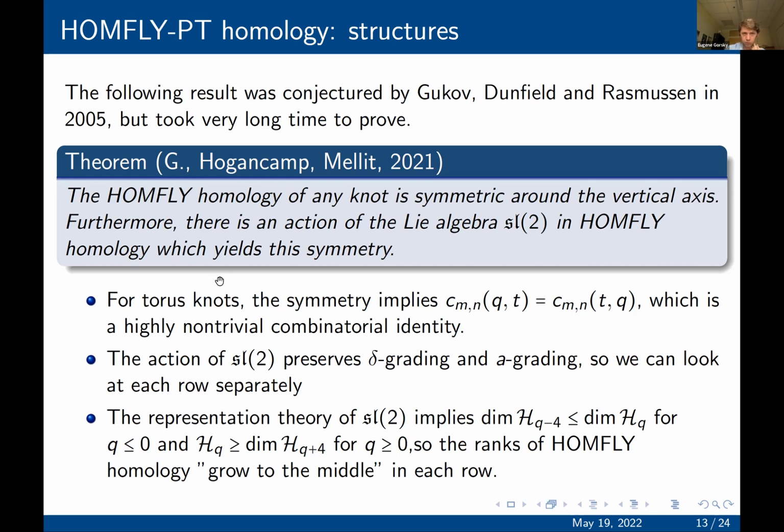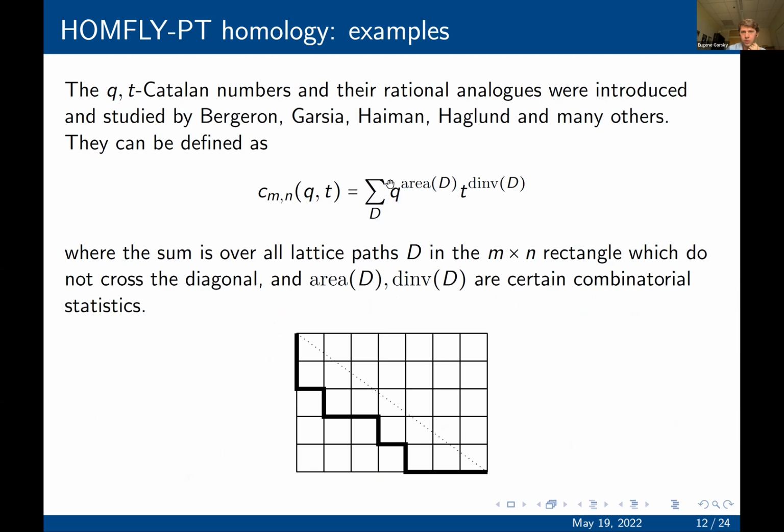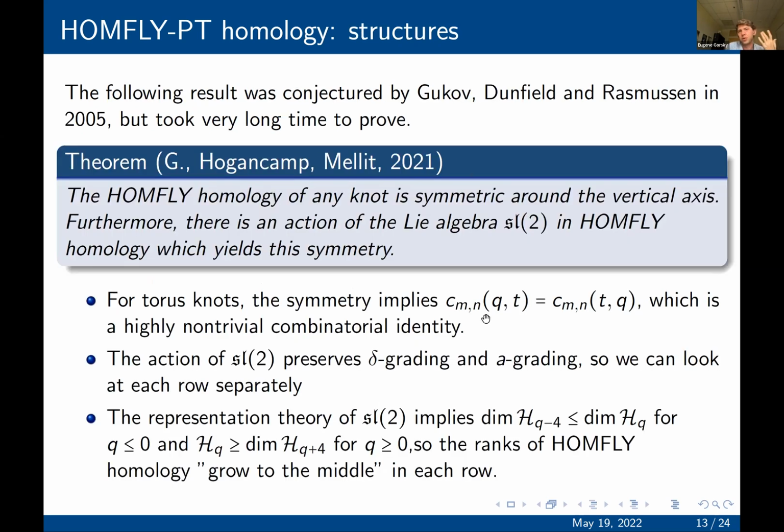More precisely, for torus knots this would imply, for example, that this QT Catalan number is symmetric in Q and T. I didn't define these two statistics for you, but the formula was Q to the area and T to the dinv. Area and dinv are two very different statistics. It's an open combinatorial problem to prove this symmetry combinatorially. There are hard algebraic proofs of this fact by now, but it's not obvious at all that this thing is symmetric in Q and T. You can prove it using knot theory if you want, but that may be overkill.